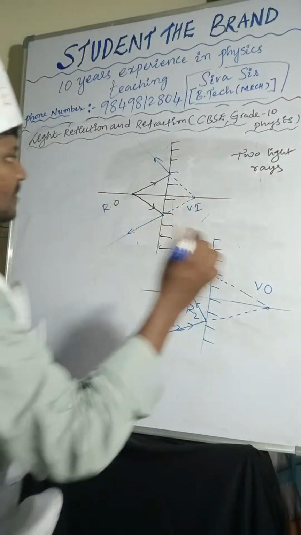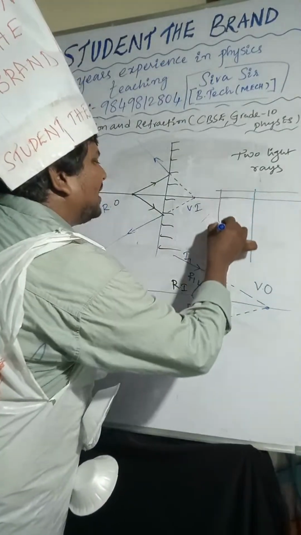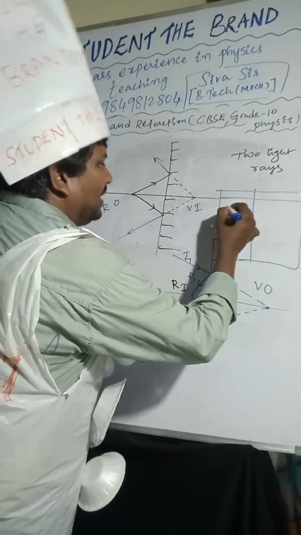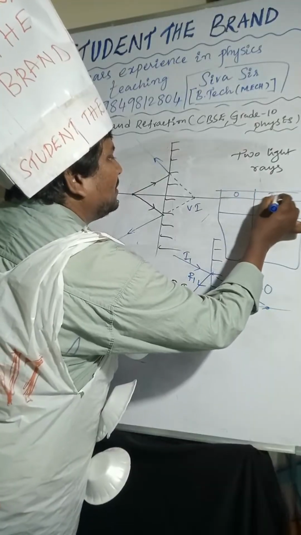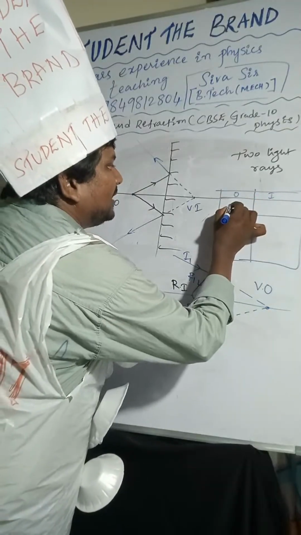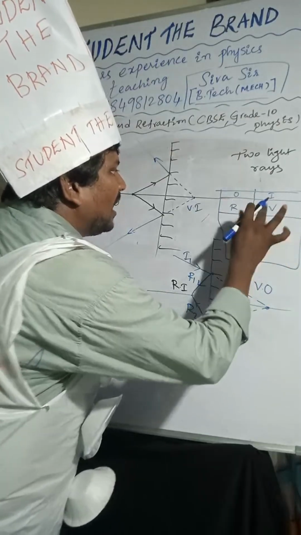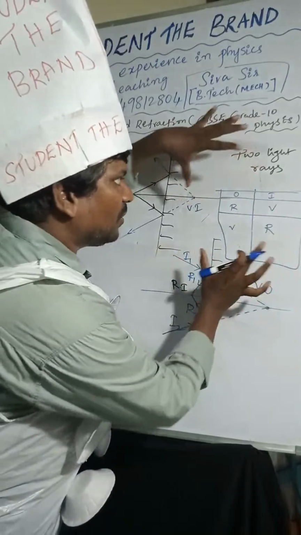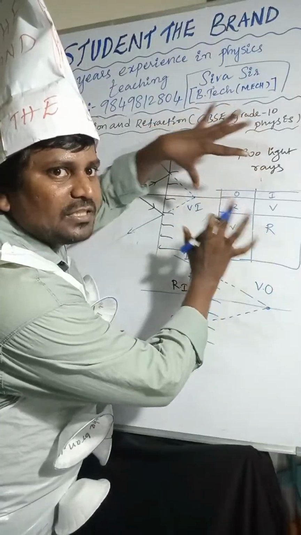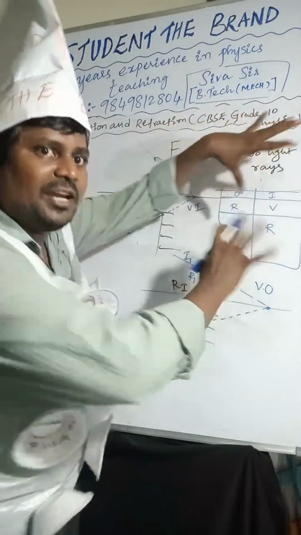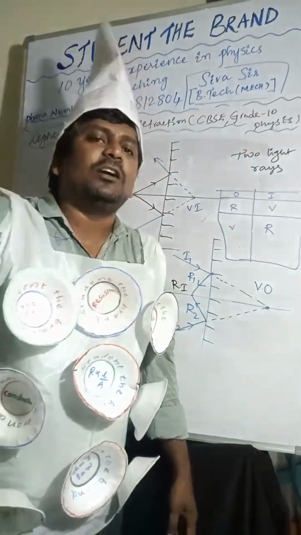If the object is very important, object and image: object is real, image is virtual. Object is virtual, image is real. Are you understanding or not? Focus on this table. Focus on these 2 points. Very important.